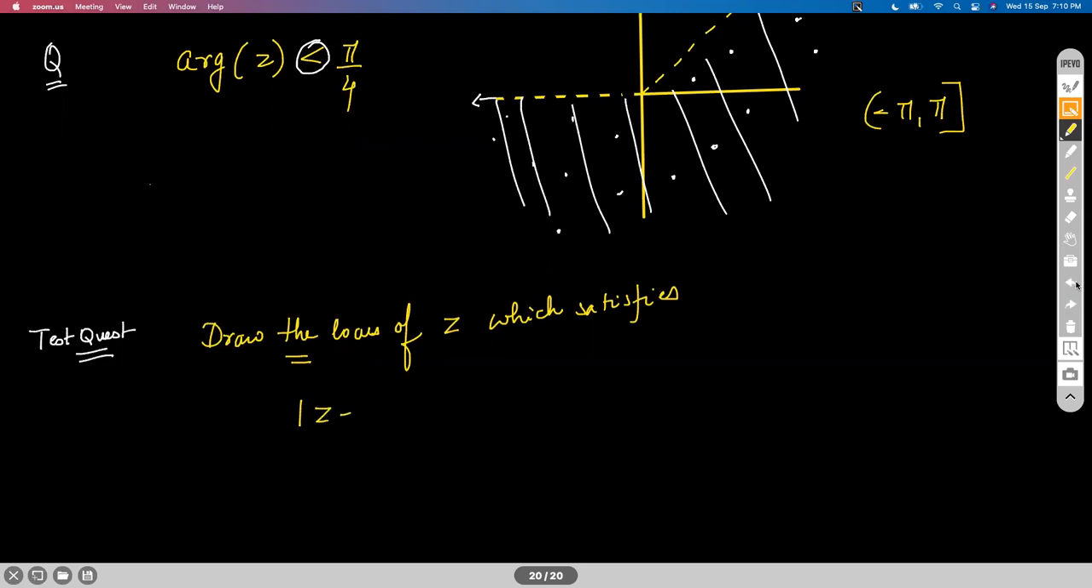Okay, so there is a complex number which satisfies this condition. Mod Z is greater than 2, and argument of Z is more than or equal to pi by 2. So can you draw this diagram of a complex number which simultaneously satisfies this condition?